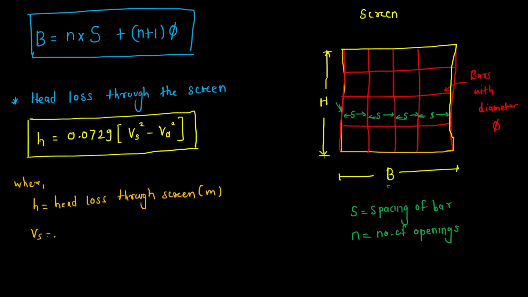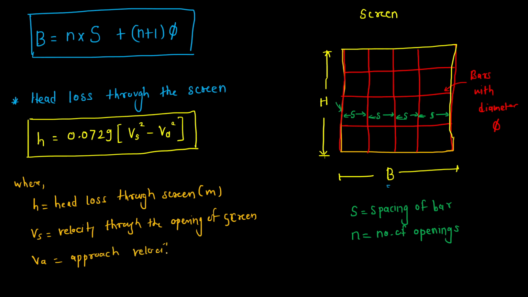Then Vs is called the velocity through the opening of screen. And Va is called the approach velocity. So these values you have to substitute in meter per second, and the head loss you will get in meter if you substitute all the values in this equation.